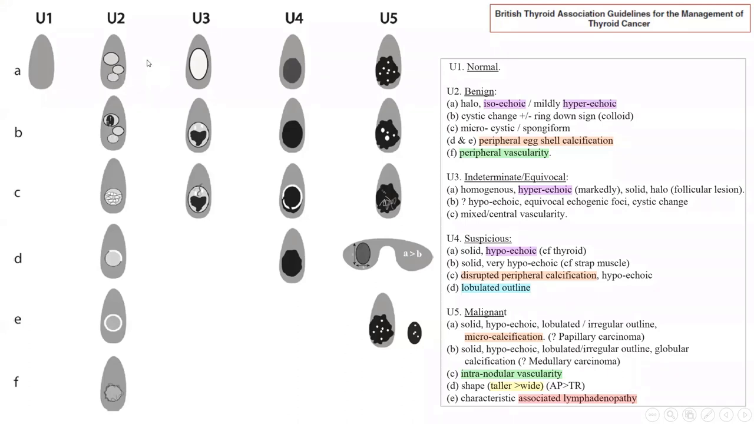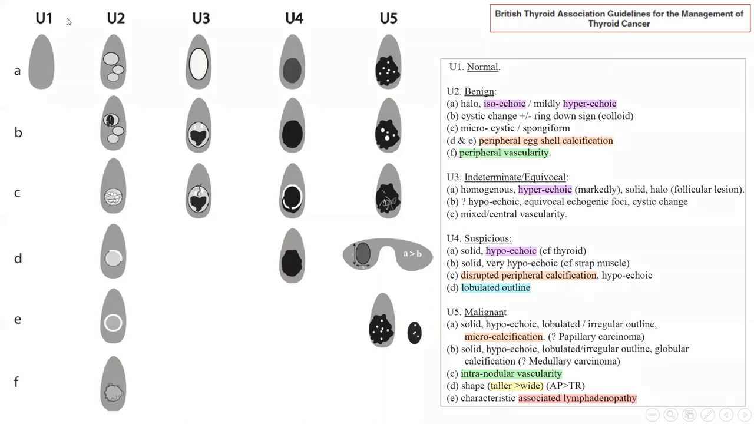What does it mean? This means a thyroid nodule with a peripheral halo, an isoechoic or mildly hyperechoic nodule. Peripheral eggshell calcification, this is a benign feature. Peripheral vascularity, this is a benign feature. So don't forget that peripheral vascularity is a benign feature. Intranodular vascularity is a suspicious feature of malignancy. Peripheral eggshell calcification is a benign feature. Microcalcification is a malignant feature. Disrupted peripheral calcification is a suspicious feature. So this is very important.